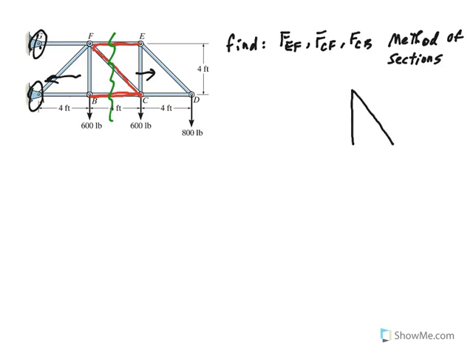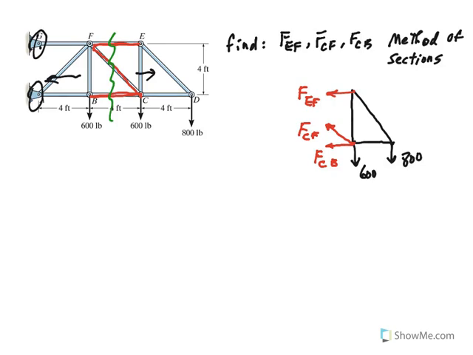Let me draw the free body diagram of this section that we are interested in. We have an 800 pound load here, and a 600 pound load here. Now I'm going to show you the exposed forces in member EF. By the way, we always show these forces as if they are in tension. If you show the forces pointing away from the member, that implies that the forces are in tension. Then we solve for these forces. If we end up getting a positive, that means the member is in tension. If we get negative, that means the member is in compression.